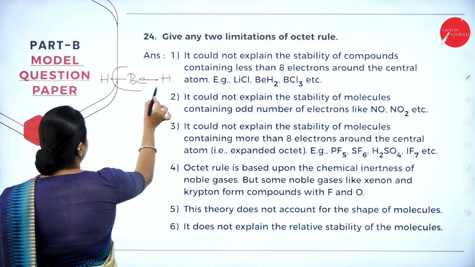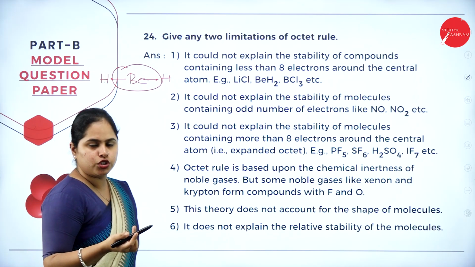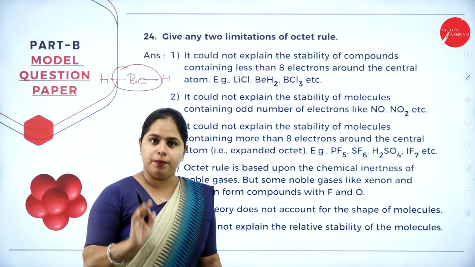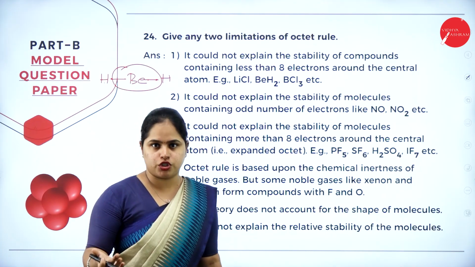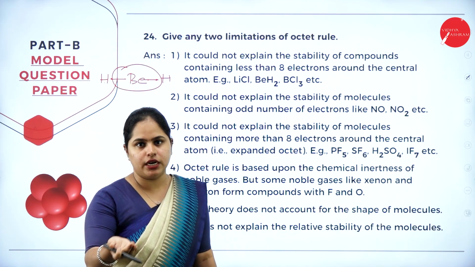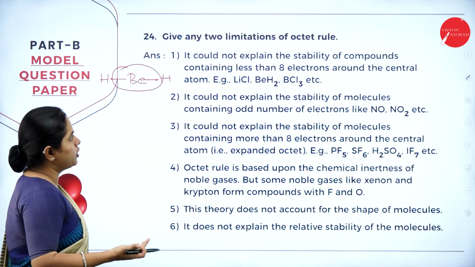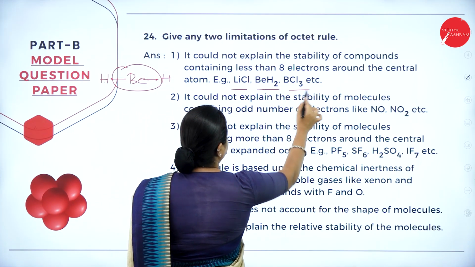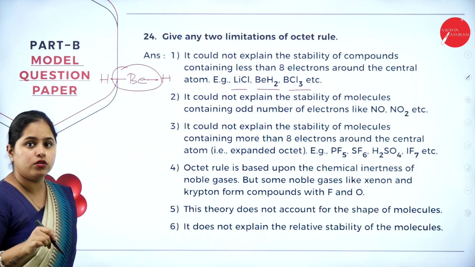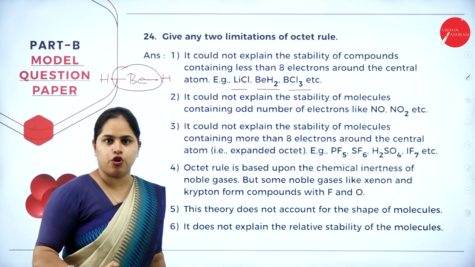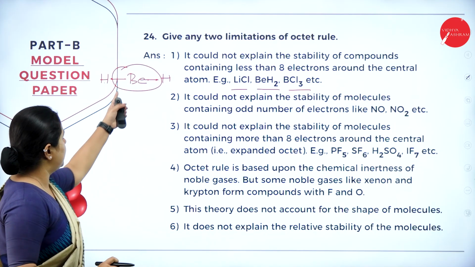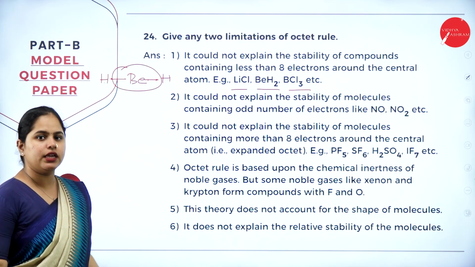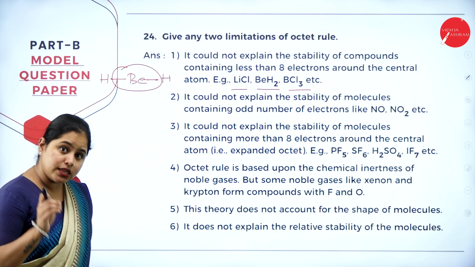But beryllium is having only 4 electrons in its outermost shell now. So is it supposed to be stable? No. But still it is stable because it does not actually follow the octet rule. So this is an exception here. It could not explain the stability of compounds containing less than 8 electrons. LiCl, BeH2, BCl3, all these are examples of compounds which are stable even though they do not follow the octet rule. The central metal atom in BeH2, that is beryllium, is not having 8 electrons in its outermost shell, but still it is stable.